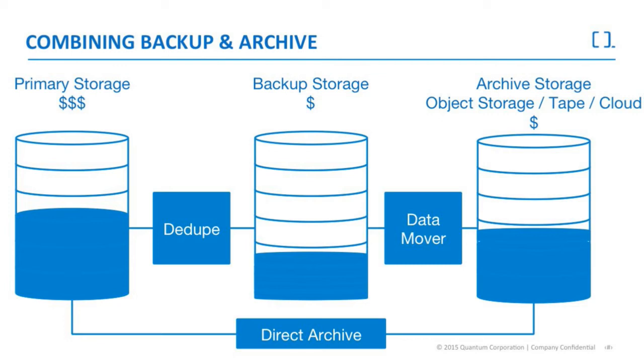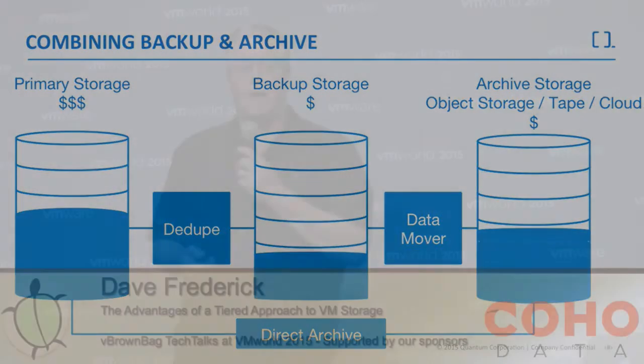So these could be managed as direct archives, as you see the connection from primary storage to the archive storage. This would be done through vCenter or the hypervisor interface, or it could be managed by a backup solution like Commvault or Symantec or Veeam, someone like that.